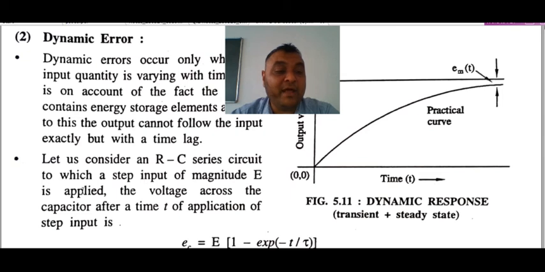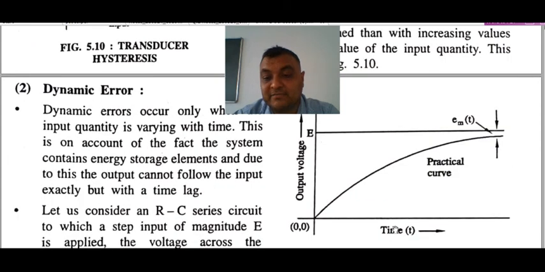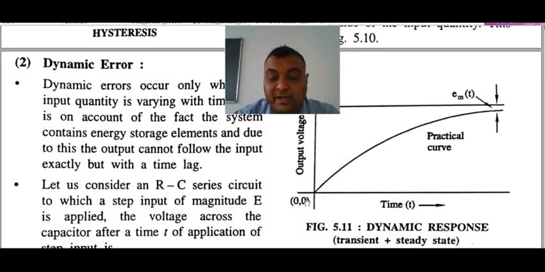Now let us consider an RC series circuit to which a step input of magnitude E is applied, and the voltage across the capacitor after a time t of application of the step input is given. Here the dynamic response is given for the transient plus steady state. Once again you can see the practical value that you will get according to the output voltage. As time increases, your output voltage changes with respect to time.